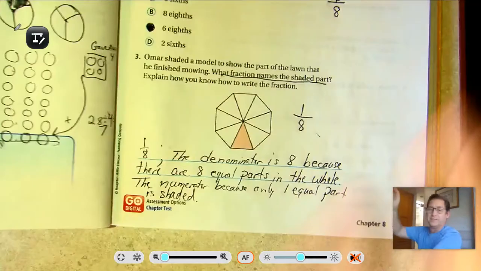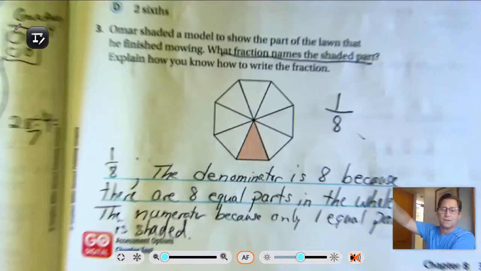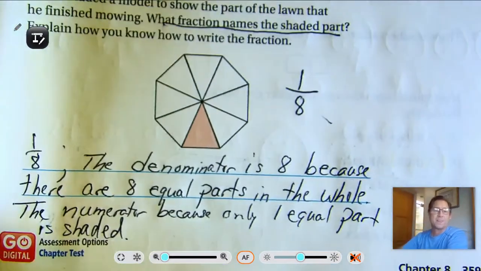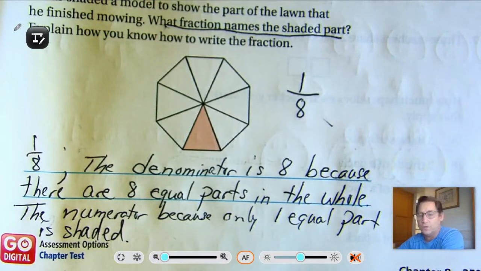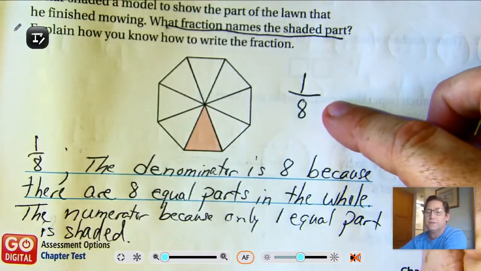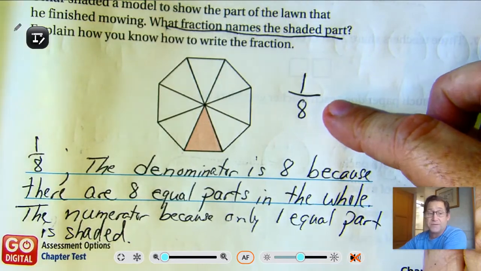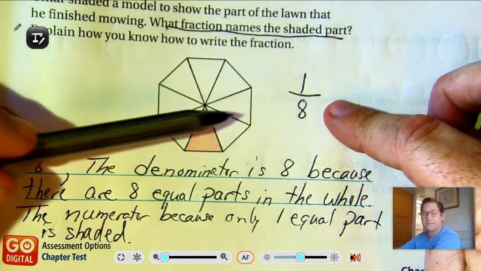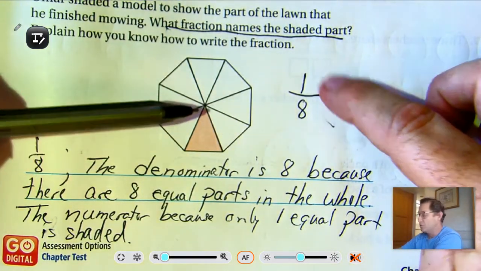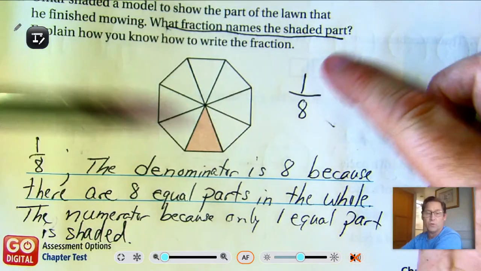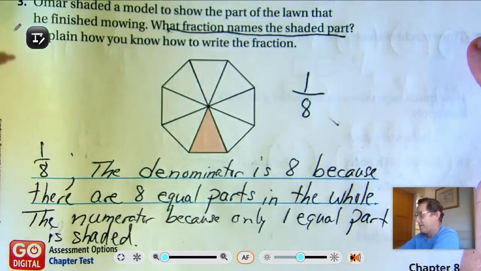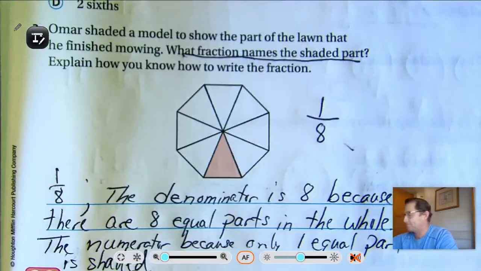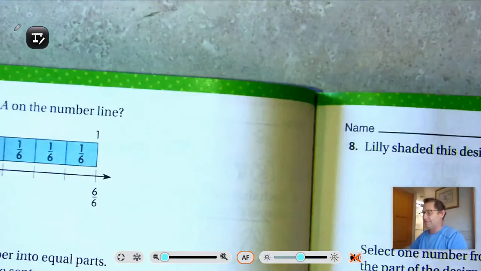So let's look at that. So how do we know it's 1/8? Well, the denominator, the bottom number, tells me is 8 because there are 8 equal parts in the whole. The numerator is 1 because there was only one equal part that was shaded. So 1/8. All right, 360.